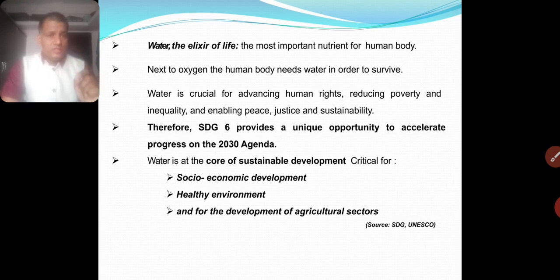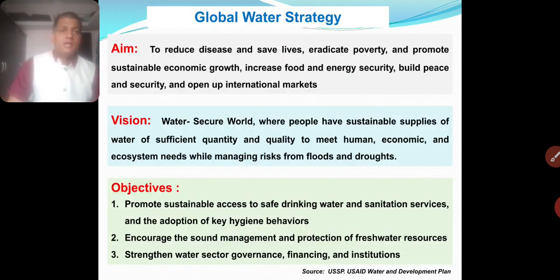Whatever your future, it is in the sustainable development goals, and in that, Goal 6 is for water, and that water should be safe and secure in form. If it is not in that form, your future will be majorly problematic. So water is the core of sustainable development. That's why it is given a very important value in sustainable development, critically for socio-economic development, a healthy environment, and the development of sustainable agriculture.